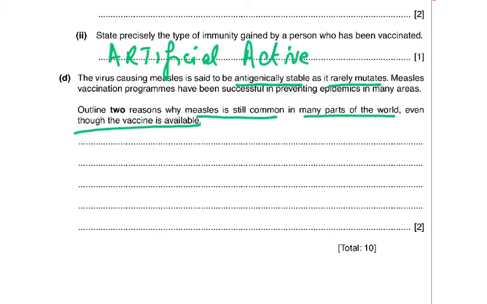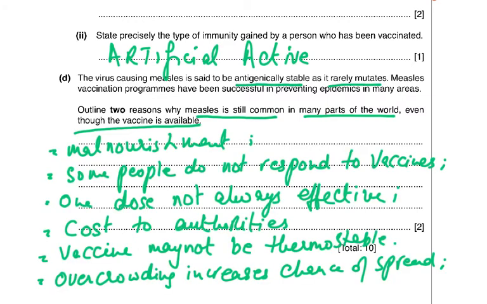Of course, there are many reasons for this. List the reasons: malnourishment, because they have protein malnourishment and don't develop any antibodies, so no response occurs. Some people do not respond to vaccines. One dose is not always effective. You need to give booster doses, and maybe we cannot reach the people who got the first dose, so they do not get the booster dose. Then the cost to authorities, the vaccine may not be thermostable, and overcrowding increases the chances of spread.